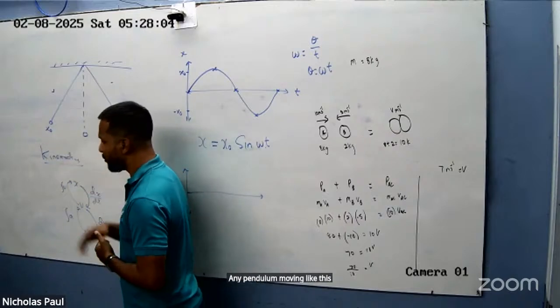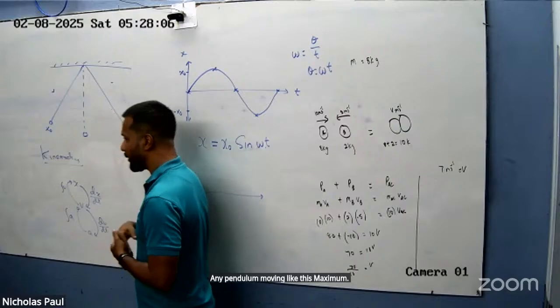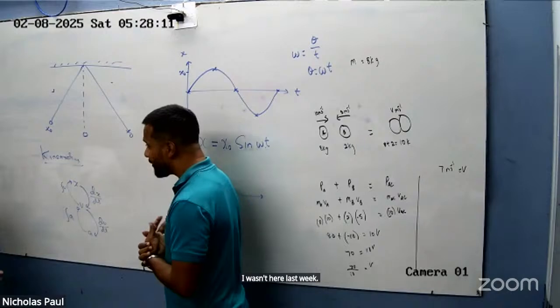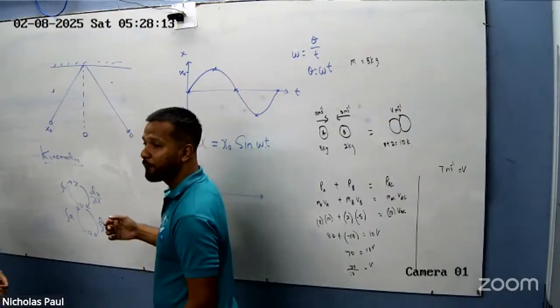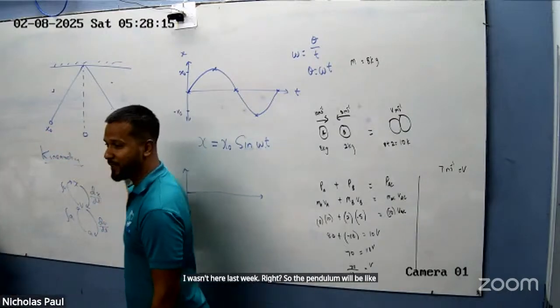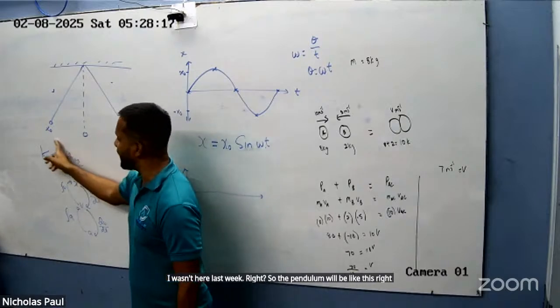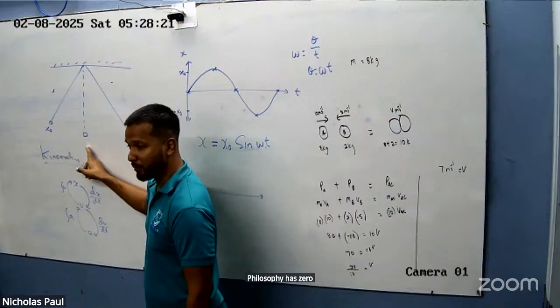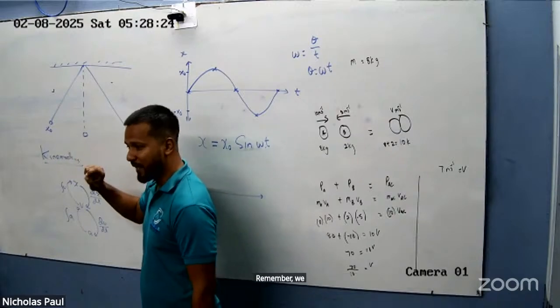Maximum. Okay. Well, it doesn't matter. You ever see a pendulum in the light? So the pendulum moves like this, right? Page said the velocity here is 0, velocity here is 0, and maximum in the middle. Remember, we did this when we did kinetic energy.